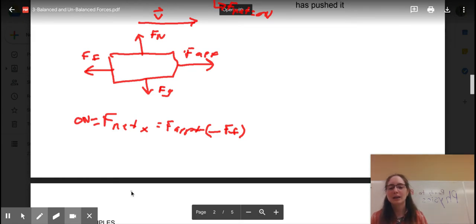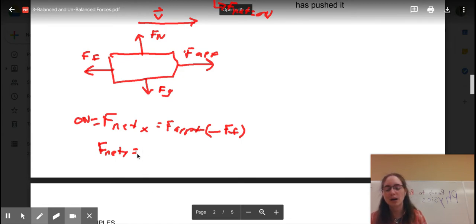Okay, let's look at our Fnet on the y. Our Fnet on the y is now going to equal the sum of the forces on that y-axis. Once again, you can pick whichever one you want to be positive or negative. I like to make down negative when I've got both an up and down motion. So I'm going to make normal force positive and force of gravity negative. It doesn't have to be that way, but that's how I'm going to do it for this question.